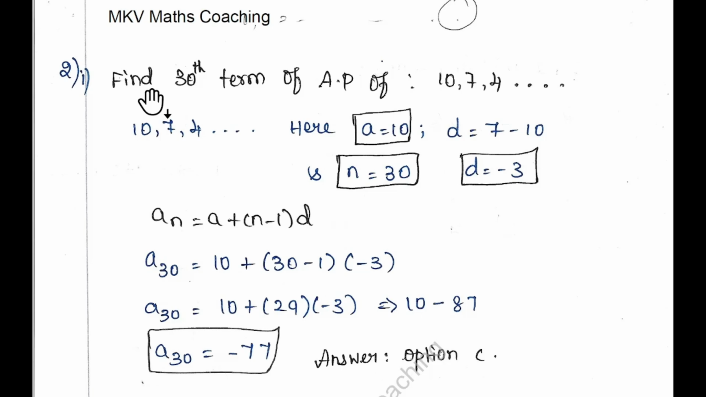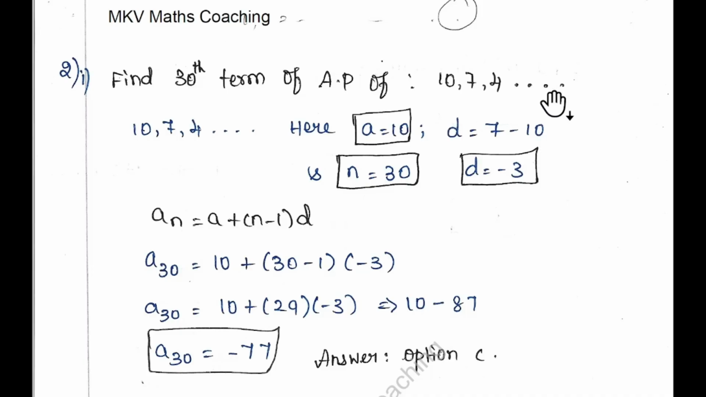So always remember, students, find the 30th term of an AP which means we have totally 30 terms are there. We are going to deal with the 30 terms in this question. So always take this 30th term as total 30 terms. So N will be 30.